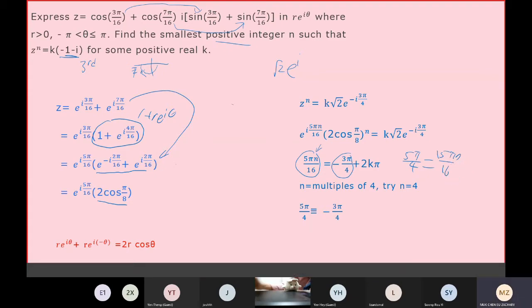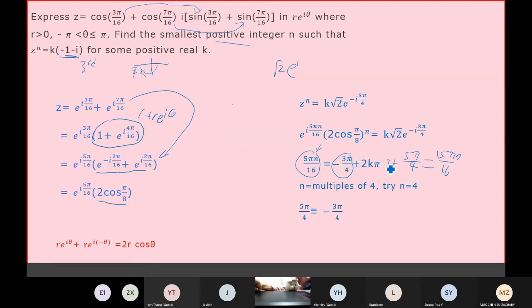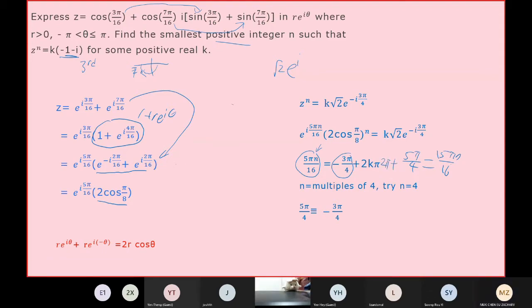Now, let's say they don't just want the smallest positive integer, they want the two smallest positive integers. Then what you do is plus 2k pi. Then you solve for n. Oh, sorry, just plus 2 pi. Because it's positive, so you add 2 pi.